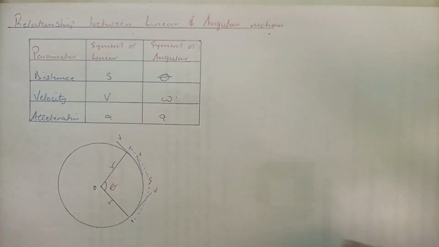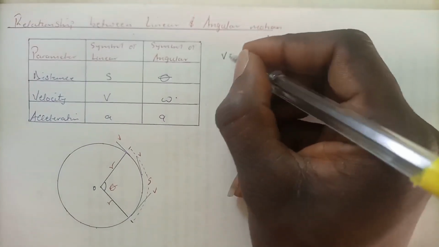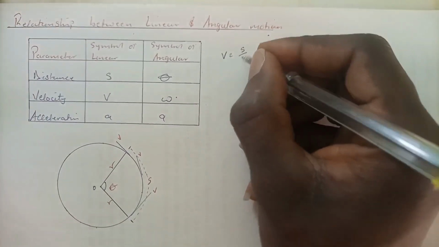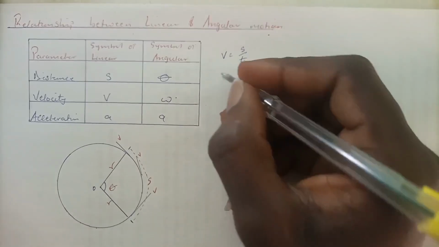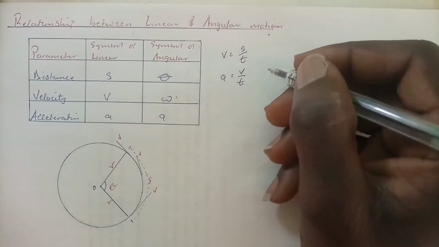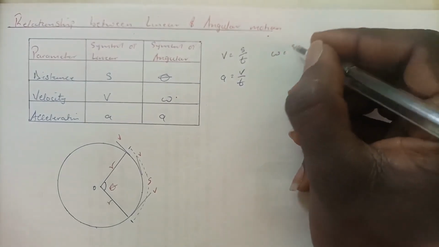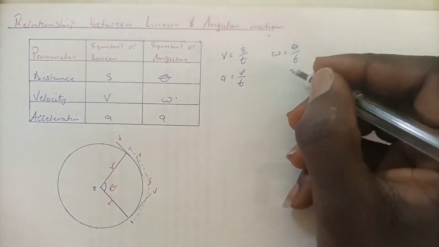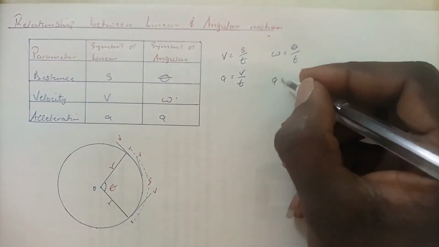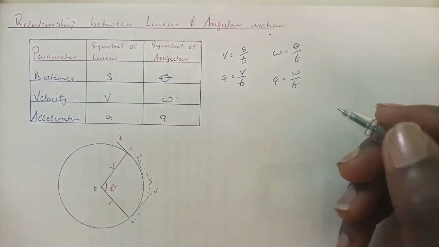Now we move to the derivation. We know linear velocity v is distance over time, and the linear acceleration a is velocity over time. Now for the angular velocity, w is angular distance over time, and our a is angular velocity over time.